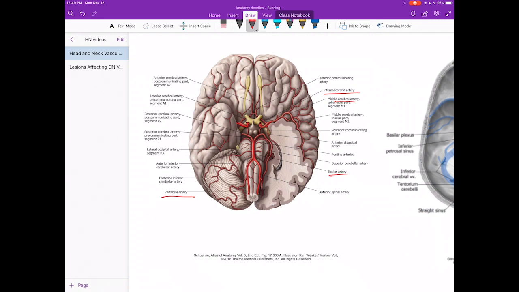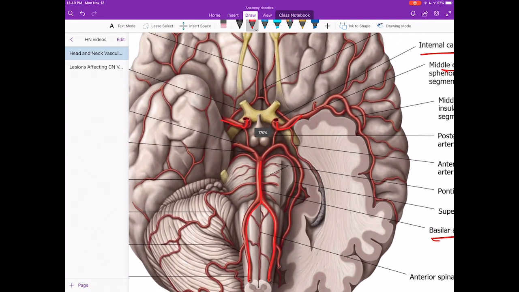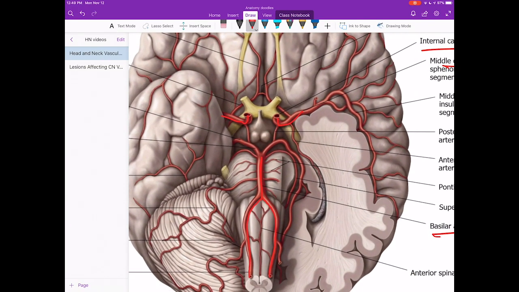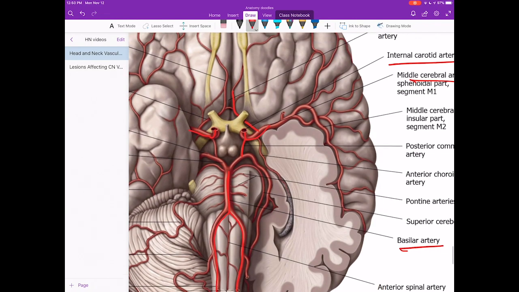So the circle starts with the internal carotid artery. It includes the MCA. Now this is drawn in such a way that it looks like the MCA is branching off the ICA, but sometimes that branch is super close, and so it's not easily distinguishable. Nevertheless, let's blow this up even more. Nevertheless, from the MCA, the anterior cerebral artery branches off, and also the posterior communicating artery will branch off.